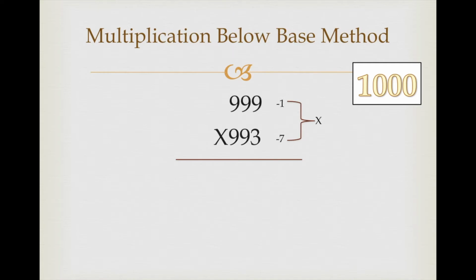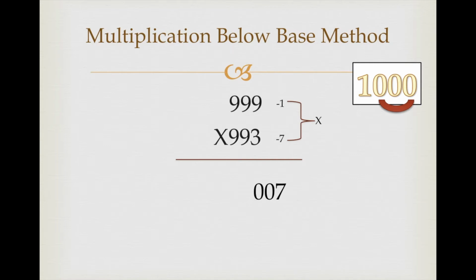But in the case of 1000 there are 3 zeros. So we'll have to balance the number. So rather than writing only 7, we will write 007 because in base 1000 there are 3 zeros, as you can see. So we'll write 007.